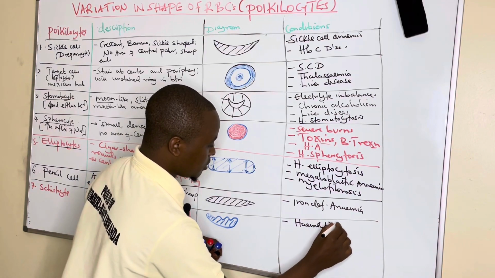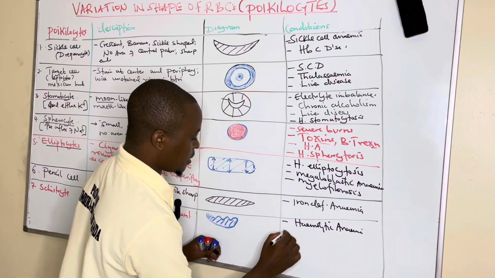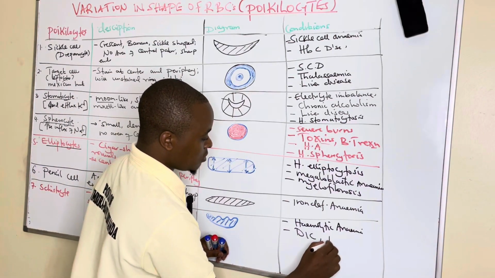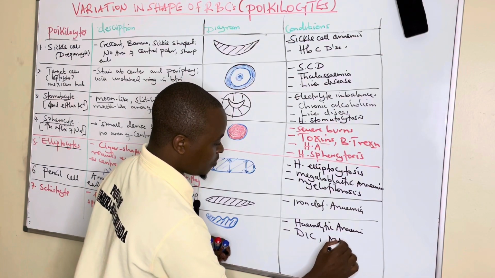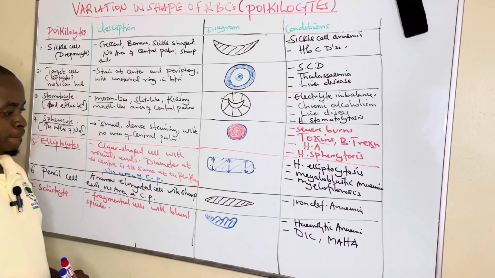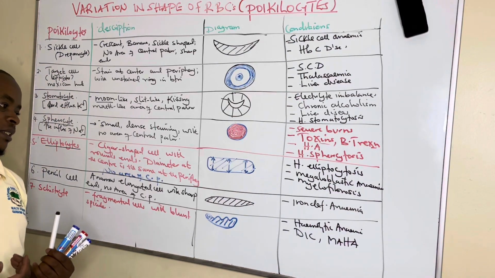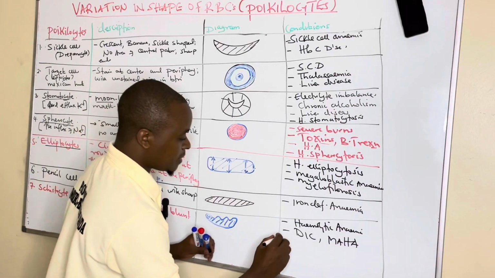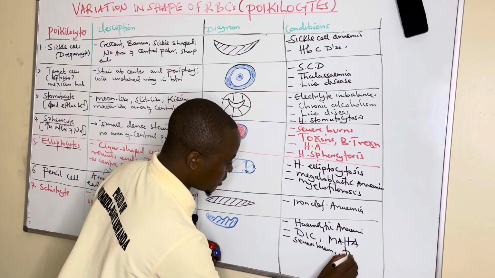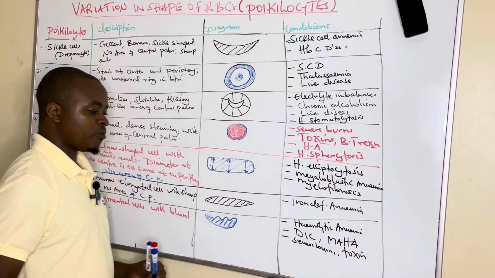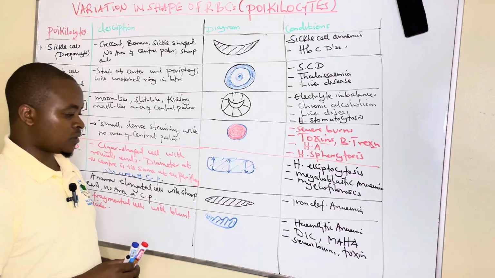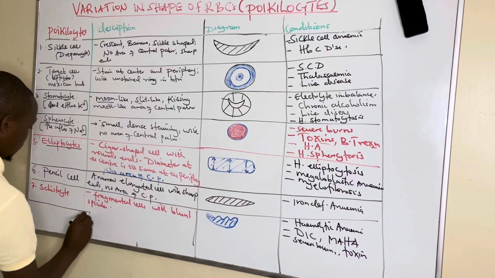We see it in hemolytic anemias like burns, like DIC, that is disseminated intravascular coagulation. We see it in microangiopathic hemolytic anemia, that is MAHA, and sometimes we can see it in major hemolytic anemias. We can see it in severe burns. We can see it in toxins. Whenever there are toxins, like bacterial toxins, we can see formation of fragmented red cells. So these are the schistocytes.